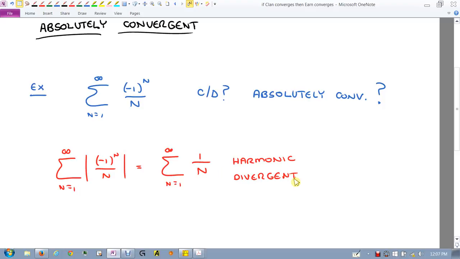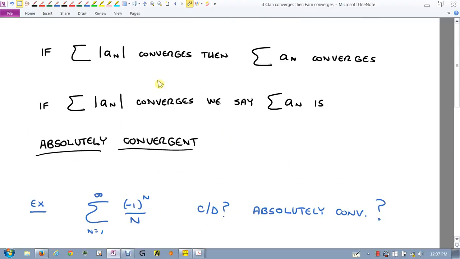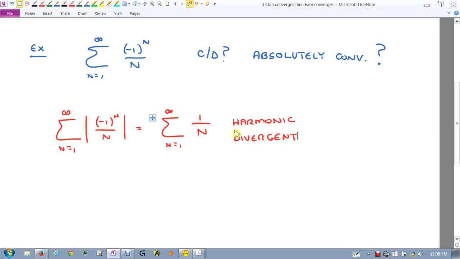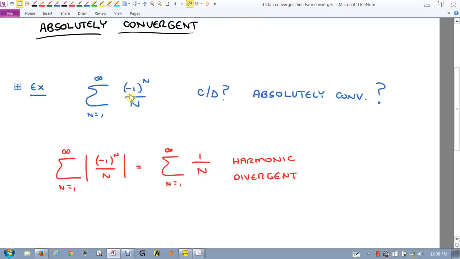So what does this thing up here tell us? If the absolute value of the sequence, if that series converges, the original one had to converge. But it didn't converge. It diverged. Does that mean that it diverges? No. It just means that that didn't tell you anything. Is it absolutely convergent? If the absolute value of a series converges, we say that the original series was absolutely convergent. Did the absolute value of this converge? No. Okay, so it's definitely not absolutely convergent. But we weren't able to determine if this converged or diverged.